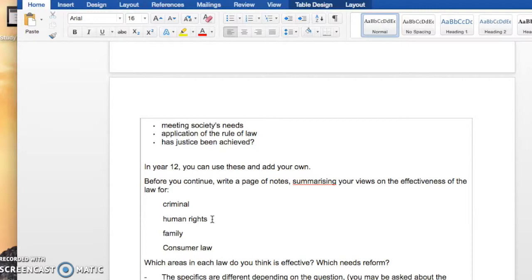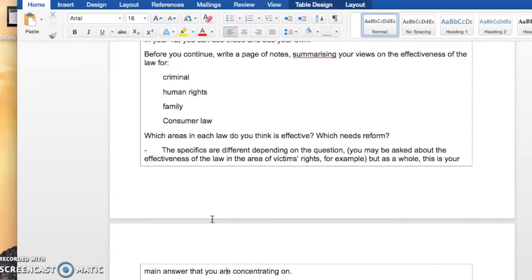Now, you have to always have an argument. It's not asking you to write everything you've ever heard about criminal law, write everything you've ever heard about human rights.